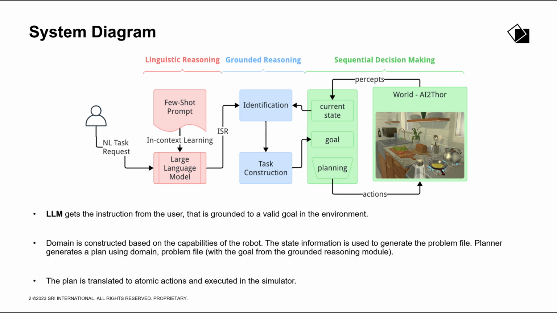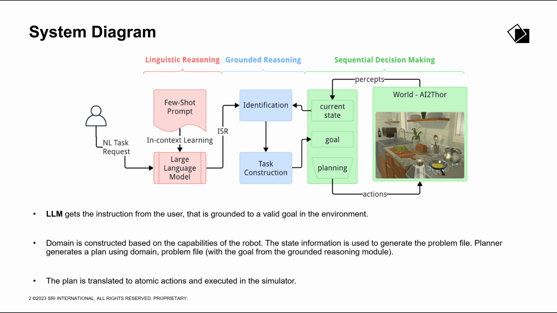It is divided into three parts. Red part on the left performs linguistic reasoning on the request from the user and converts it to intent semantic representation called ISR. The ISR is grounded using real-world objects and is converted to goal predicates in grounded reasoner shown by the middle blue region.